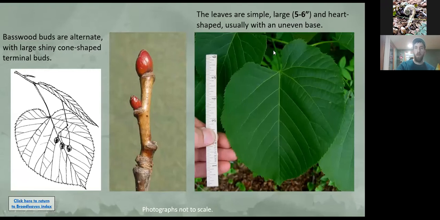So notice it's a very large, sort of heart-shaped leaf with an uneven base. When it meets the petiole, one side tends to be more pronounced than the other. The buds are alternate and very large. I've heard the terminal bud of basswood referred to as a small heart, as the true heart of an animal looks very similar to that.